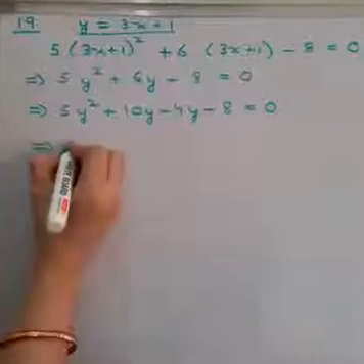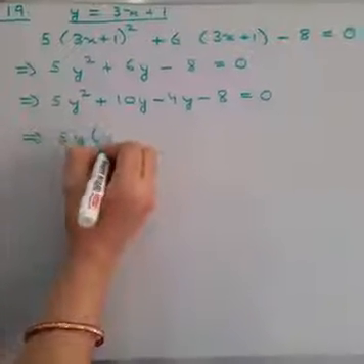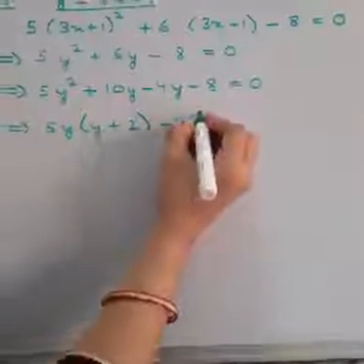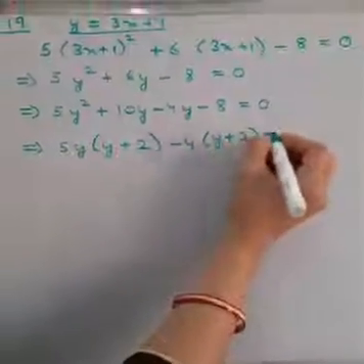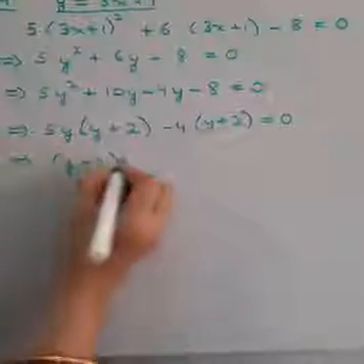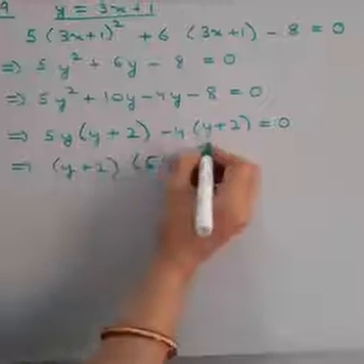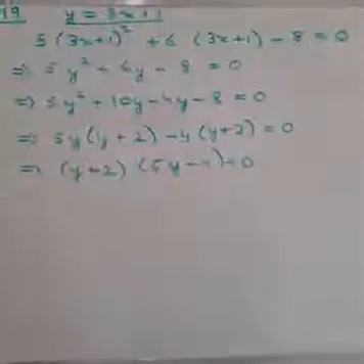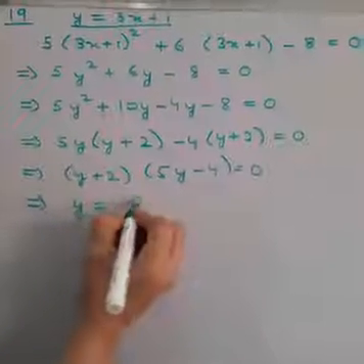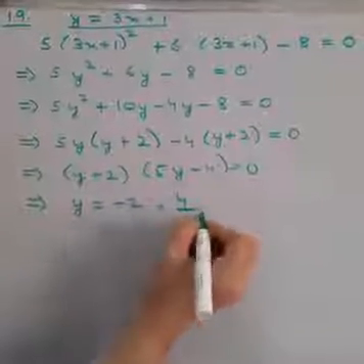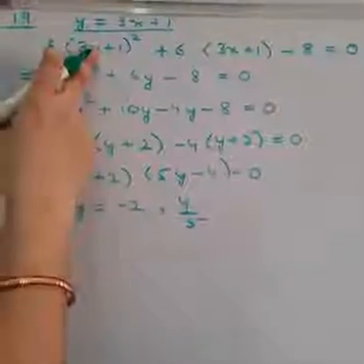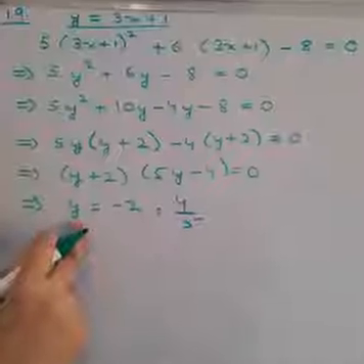So now from the first two terms 5y is common. We are left with y plus 2, and from the next two terms minus 4 is common, left with y plus 2. And so the factors are y plus 2 and 5y minus 4 is equal to 0. Fine. Now this will give us the value of y as minus 2 and 4 by 5. Now, is this the final answer? No. What we need? The variable was x. Now, we need to put back the values of y.